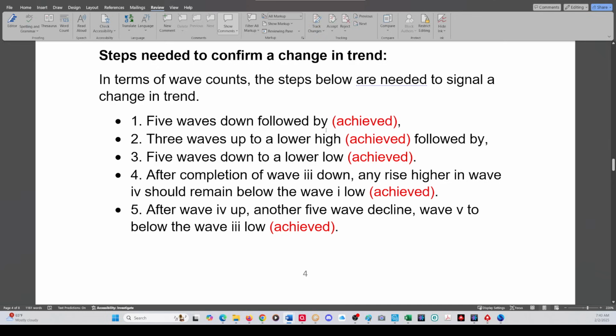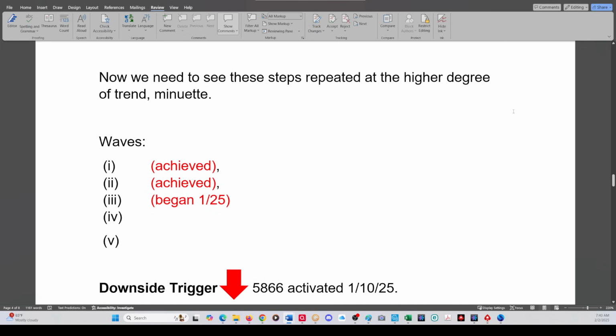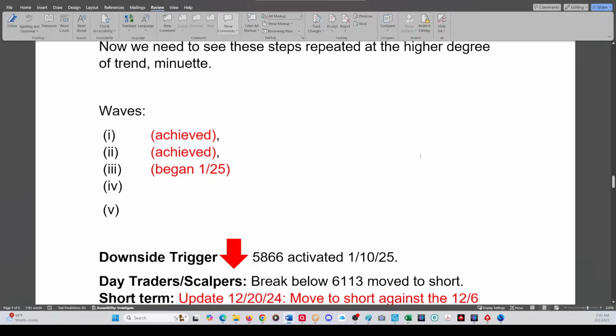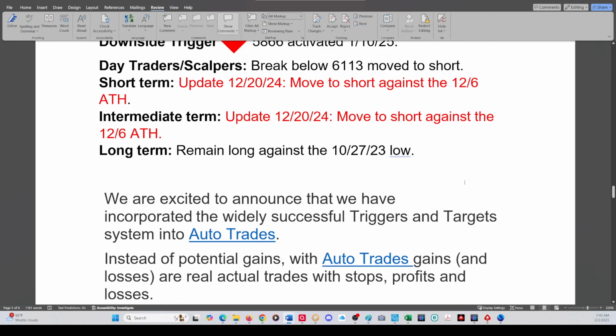And, you know, with this new high, or this new low, should I say, we got the first 5 steps, the initial sign for a change in trend from the December 6th or 7th high. Okay, now we need to see it at the next degree of trend, 1 higher. Okay, there's our signals for our short-term day trader scalpers.